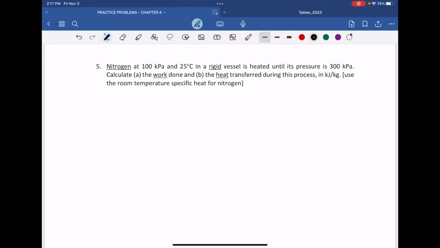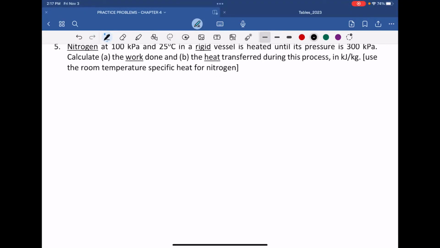Nitrogen at 100 kilopascal and 25 degrees Celsius in a rigid vessel is heated until the pressure is 300. Okay, so when I see that, first I notice nitrogen is an ideal gas. I can use ideal gas equations to figure out the properties of my system, and then they give me the pressure at the initial state.